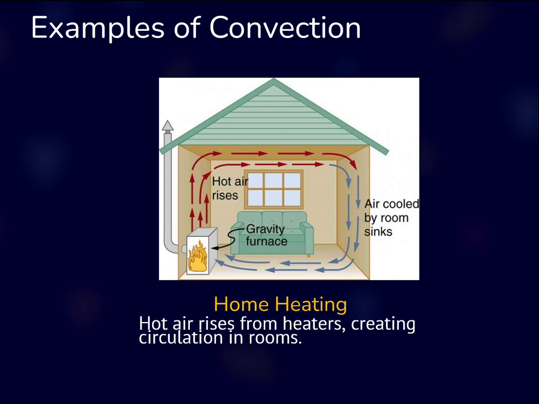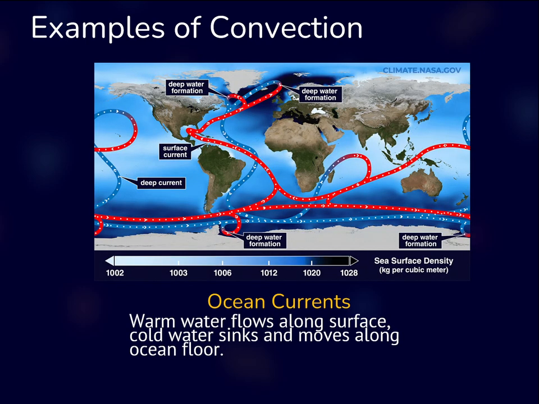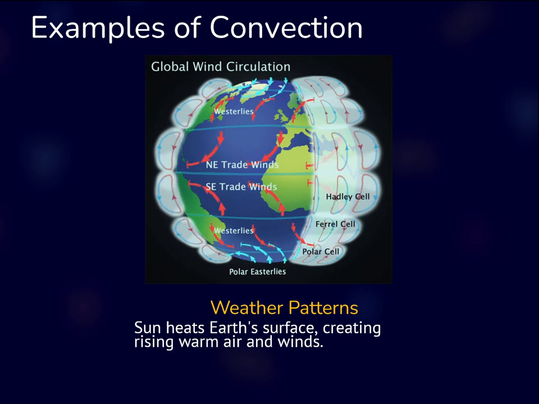In home heating, hot air from heaters rises to the ceiling while cooler air descends so that it can be reheated. In the ocean, cold water near the poles sinks, while warmer waters, which are typically near the equator, rise and move along the surface. In the atmosphere, the sun warms the Earth's surface, causing warm air to rise and cooler air to replace it, which results in wind. These natural and engineered processes rely on the movement of fluids to transfer heat efficiently.